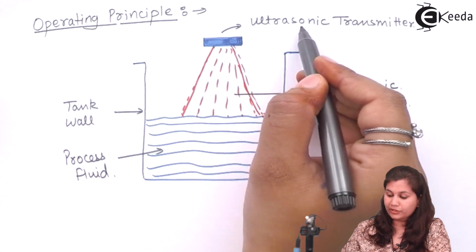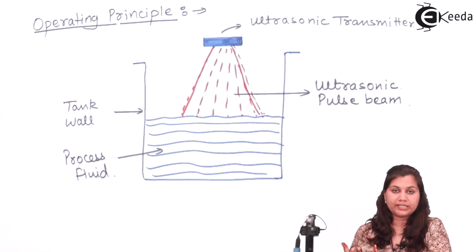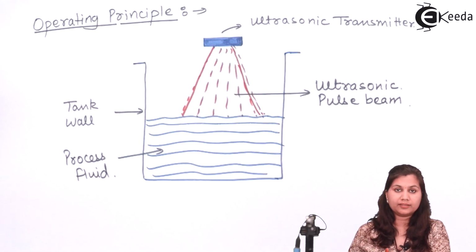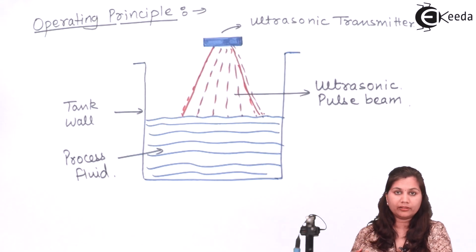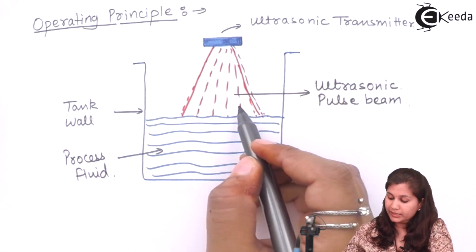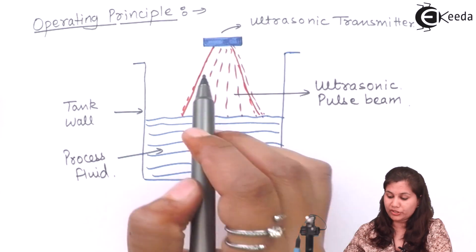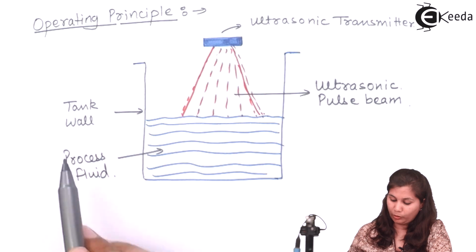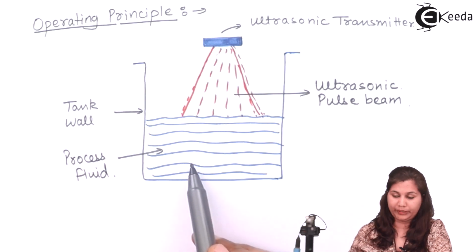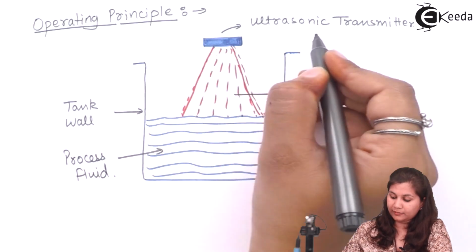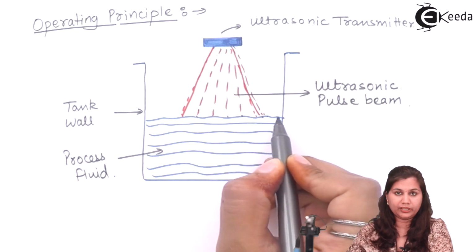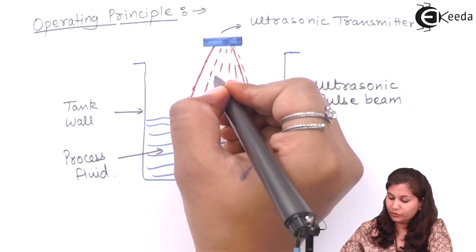This is the ultrasonic transmitter, which generates the ultrasonic waves. It also receives the waves, so it acts as both the transmitter and the receiver. This is the ultrasonic pulse beam generated by the transmitter. This is the tank wall and this is the process fluid. When these ultrasonic waves strike the top of the liquid, they return back.